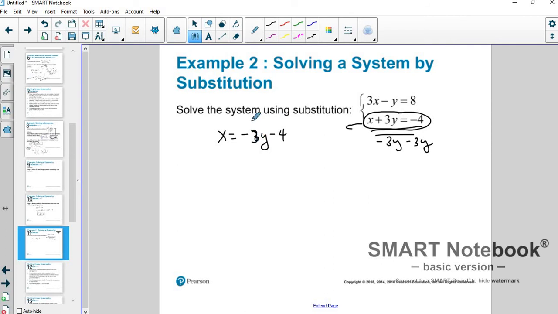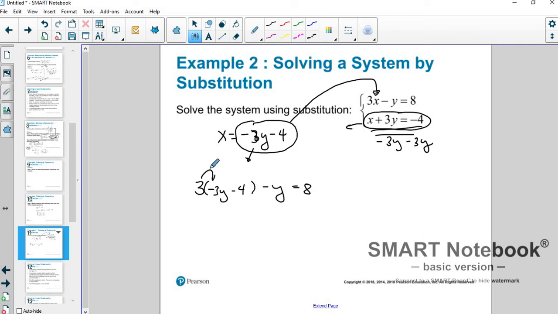As long as you have your sign straight. And so then we're going to do what? We're going to take this negative 3y minus 4, and we're going to plug it in for the x in the other equation. So the other equation is 3x minus y equals 8. We're going to plug in for x, negative 3y minus 4, and now we only have y's, so that's easy to solve.